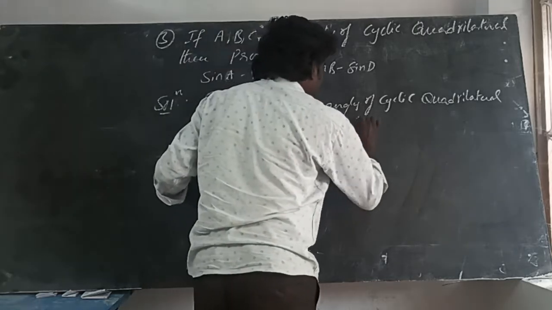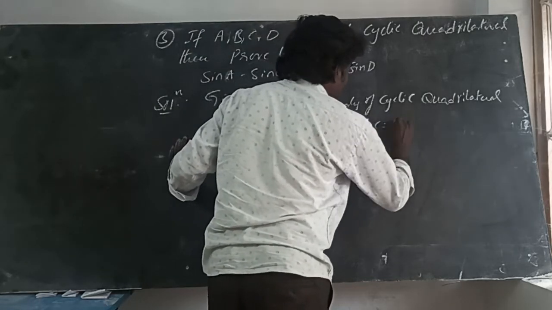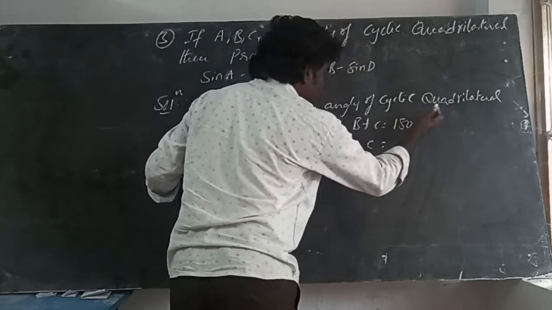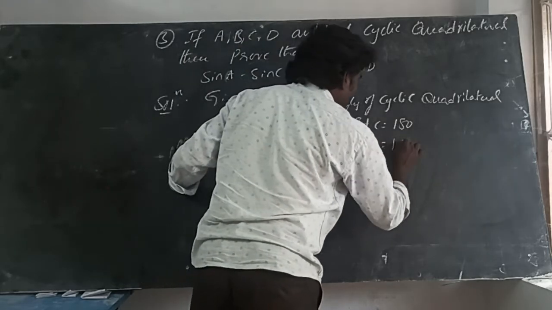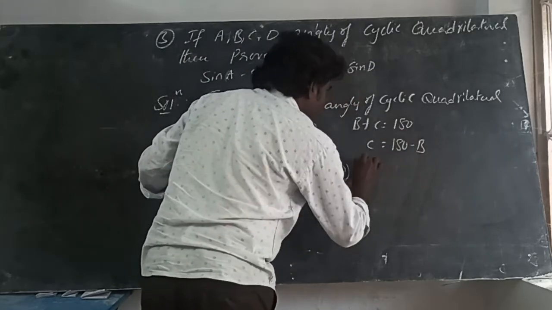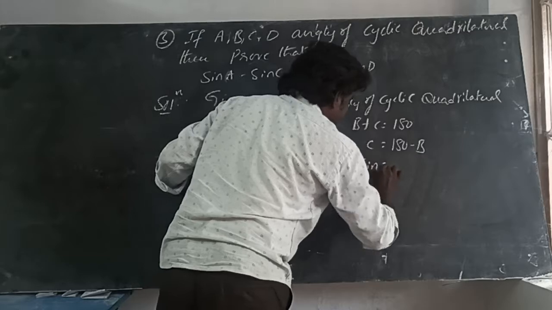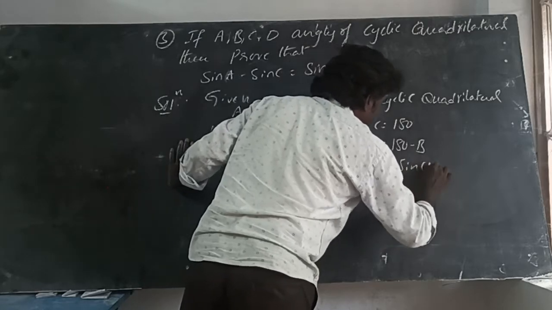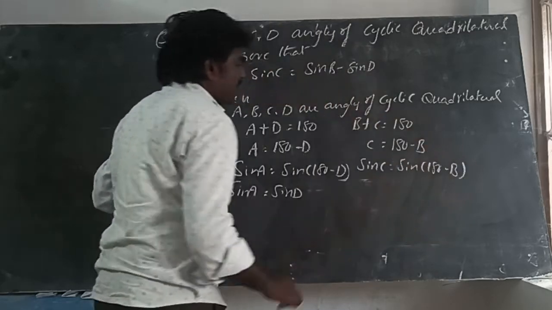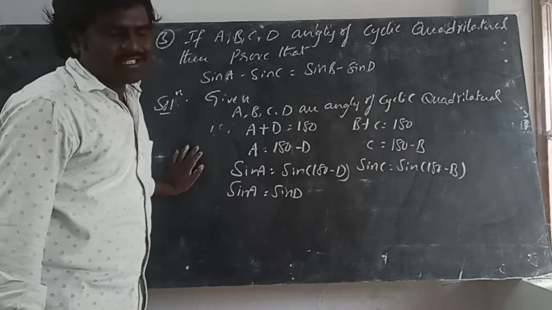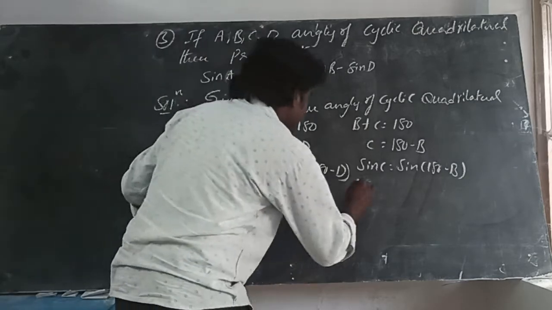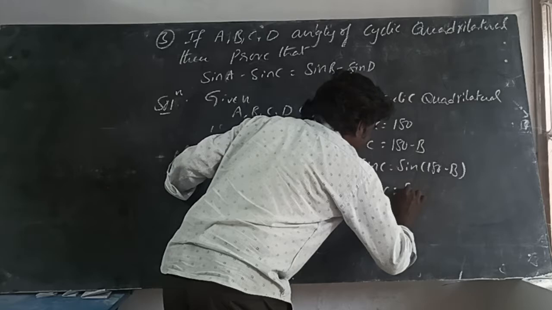Next one. B plus C is equal to 180, so B is equal to 180 minus C. Apply the sine ratio. That is sin B is equal to sin of 180 minus C. So sin of 180 minus theta is positive in the second quadrant. So we can get sin B is equal to sin C.